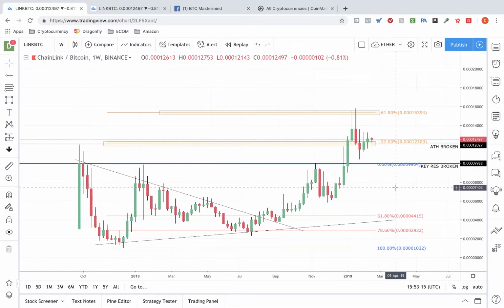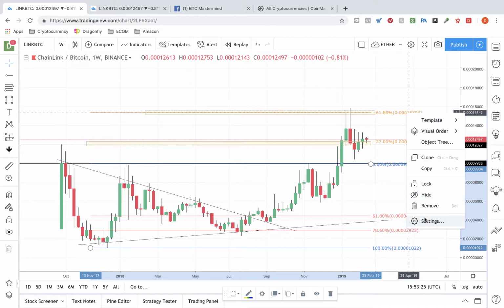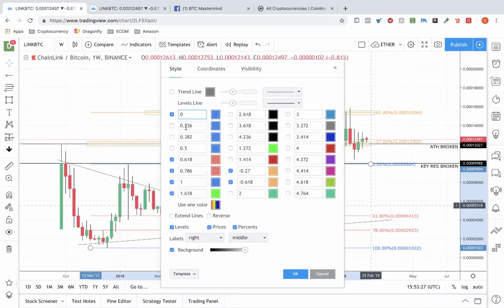Now, on normal Fibonacci, there's a 23.6 and a 50 right here and right here. I've taken those out. And the way you do that is just going to settings and uncheck those boxes. So I've taken the 23.6, the 38.2, and the 0.50 out because in my experience, they're just not really respected in a big way in cryptocurrency.